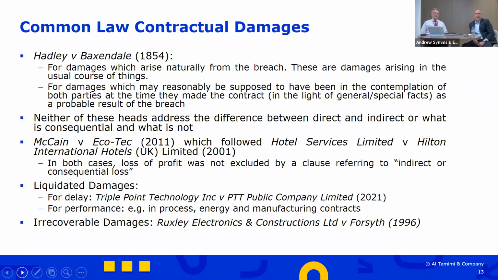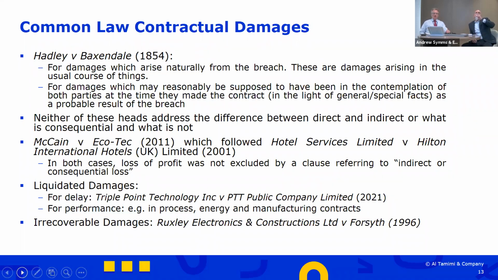But my second bullet point there is making the point that the Hadley and Baxendale test, which everybody rolls out, doesn't really deal with other questions which people start to get confused about, which is direct and indirect and consequential. The two limbs in Hadley and Baxendale are those damages arising in the usual course of things, and then the second one is in the contemplation of the parties when they made the contract. So it's things which are aware between the parties.